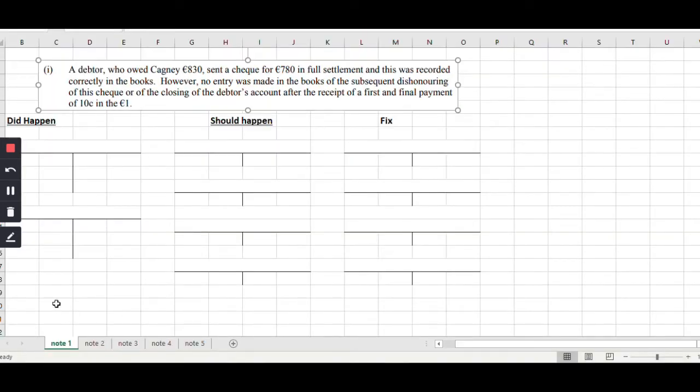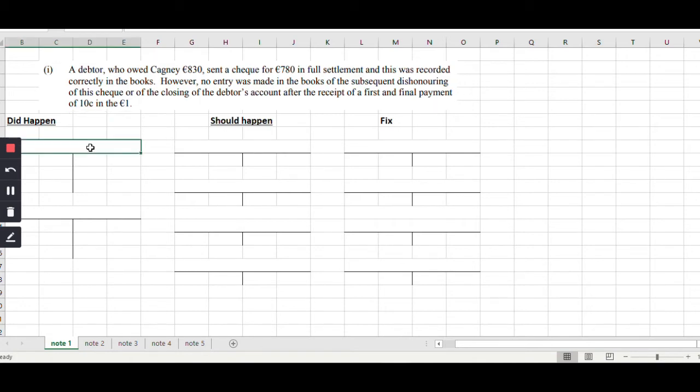So note number 1, I'm going to go through each error in order and show you what I would do with them in class. First of all, a debtor who owed Cagney €830 sent a cheque for €780 in full settlement, and this was recorded correctly in the books. So what I'm going to do, I have a did column, I have a should column, and I have a fix column. This is the way I lay it out.